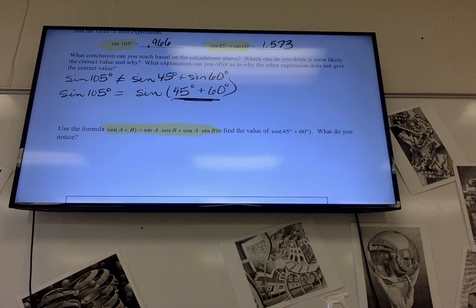I do not expect you to memorize these, even when it comes time to test time. We'll put them on the board or something, because if at any time you need them, you could always look them up. So we're going to find the sine of 45 plus 60, but not like this, the sine of 45 in parentheses plus 60, and use this formula to see if we get the same answer as the sine of 105.